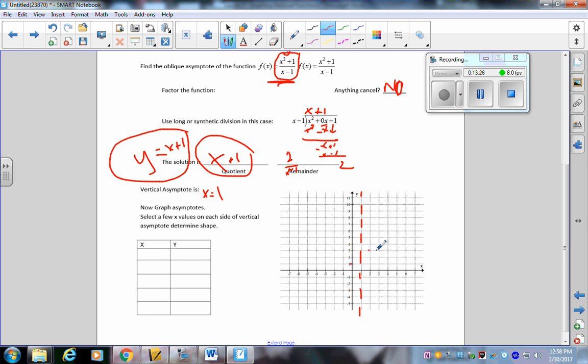So I'm going to put a couple dots for now and then dash my line in just to make it a little bit easier to see what's going on. So remember, this is not a function. This is just kind of an asymptote here.